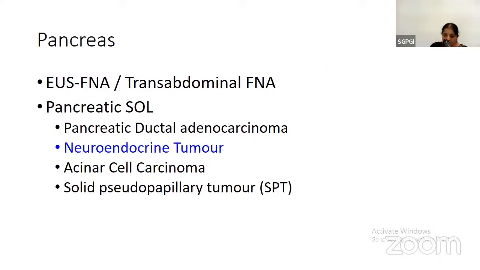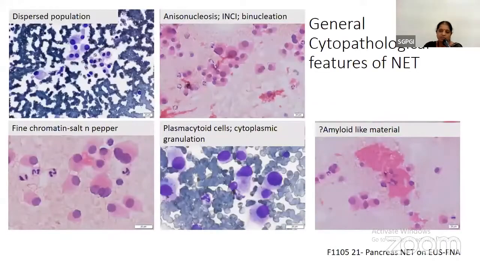So of course, in pancreas we have EUS or transabdominal approaches, and you have the differential diagnoses of a pancreatic SOL, and we'll look at some examples of NETs. Even in pituitary adenomas, we saw that they stopped calling them adenoma. It's now the era of NETs, the neuroendocrine tumors. And these are some of the general cytopathological features of NET. All of us know this. I don't have to tell this to this audience.